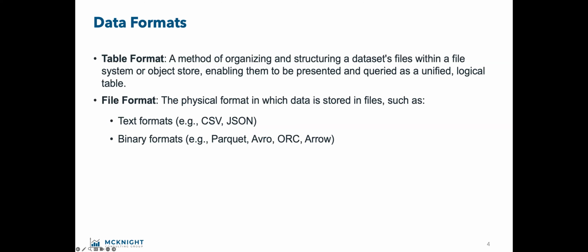But file format, on the other hand, is, okay, let's just jump into the file. What's down in there? It's the physical format in which data is stored in files, such as text formats like CSV or JSON. We're not going to cover those, but they are file formats. And binary formats like Parquet, Avro, or Arrow, which we will cover. In the future, we may see file formats that are optimized for quantum bits, qubits, file formats that can efficiently store and manipulate qubits, which are the fundamental units of quantum information. But that's the future. We're not acting on that today, just putting that out there.